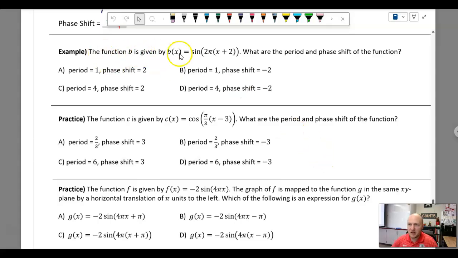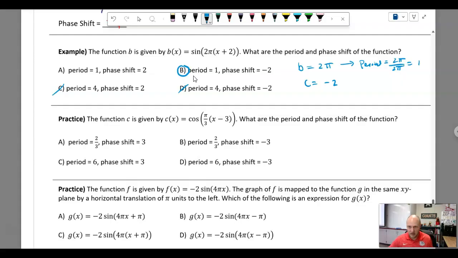So let's look at some multiple choice questions. They give a function here, b. B is given by sine of 2 pi times (x plus 2). What's the period and the phase shift of the function? Now, remember that your b value here, which is 2 pi, helps determine your period. Your period will be equal to 2 pi divided by b. So 2 pi divided by 2 pi is 1, period of 1. So we're going to get rid of C and D. And then our C value here, remember our C value is opposite, -2. So we're getting shifted to the left 2. There you go. That is B.